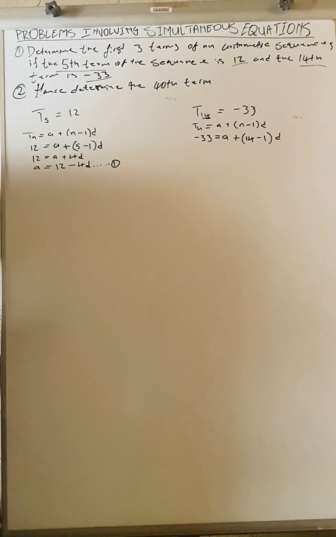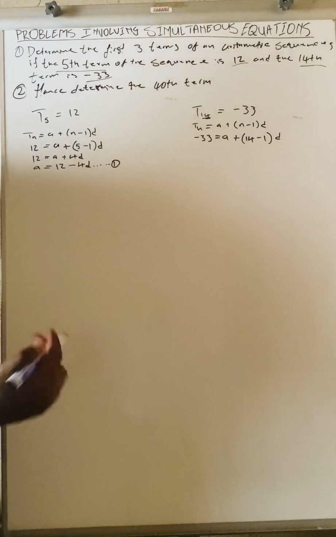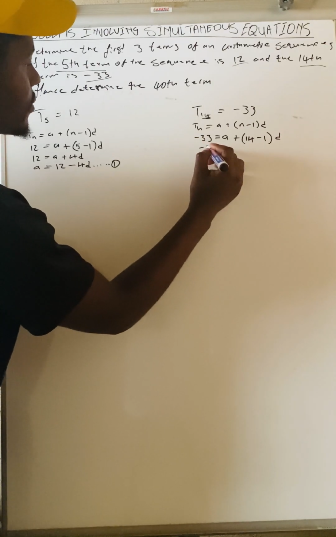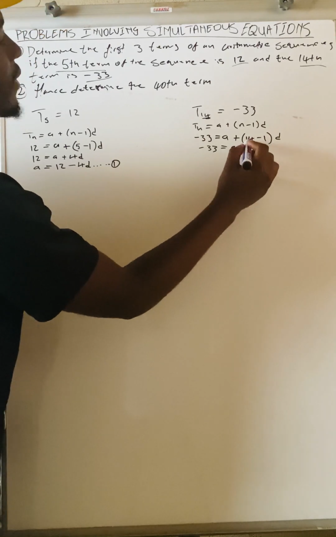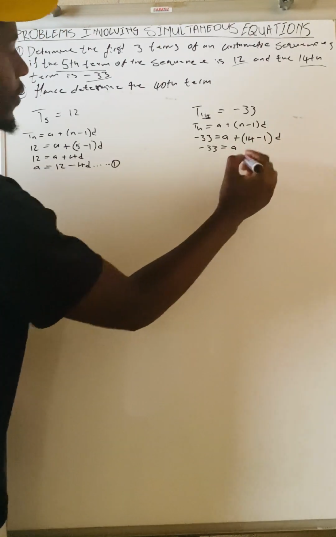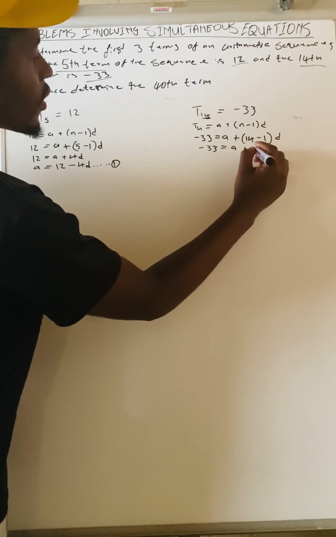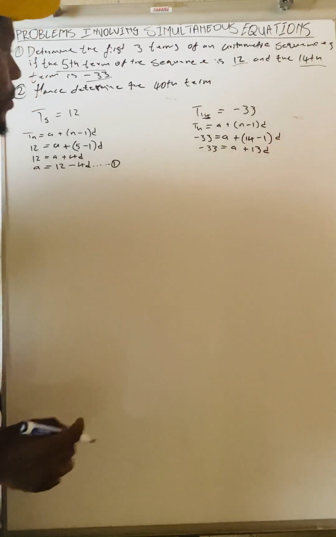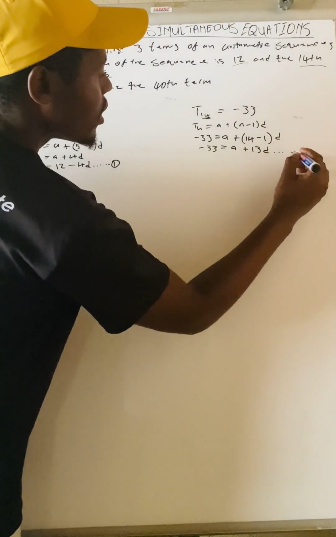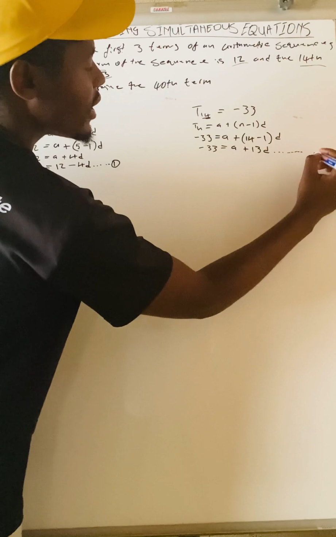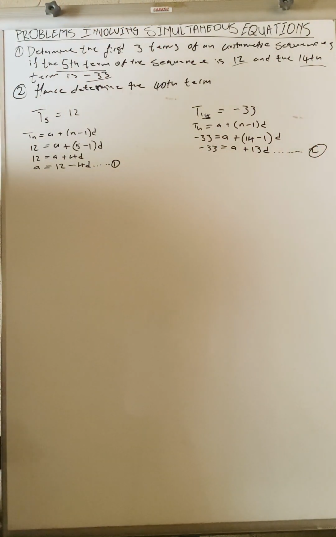Then from here, you just apply math. Simple. You say negative 33 is equal to A plus, 14 minus 1 is 13, so 13D. Then from here, you name this equation 2.